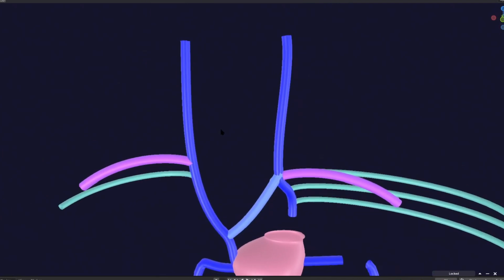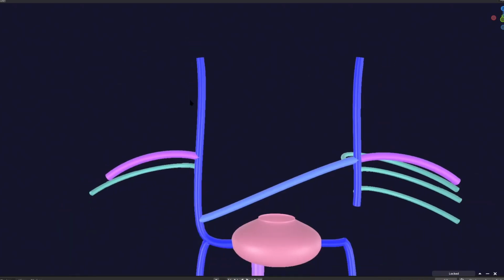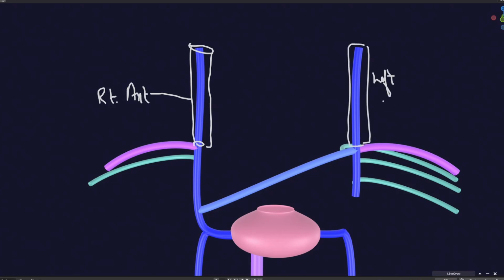Now you can understand and easily tell the derivatives from these veins. Let's go back to the animation. Let me show you exactly. Here is the right internal jugular vein. If someone asks you where the right internal jugular vein originates from, your answer should be that it originates from part of the right anterior cardinal vein. And similarly, the left internal jugular also originates from the left anterior cardinal vein.